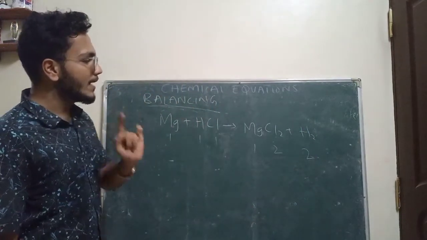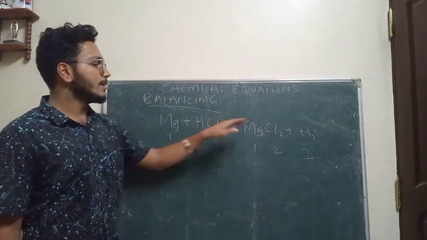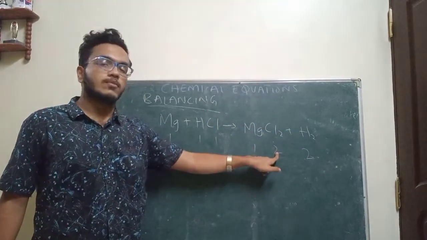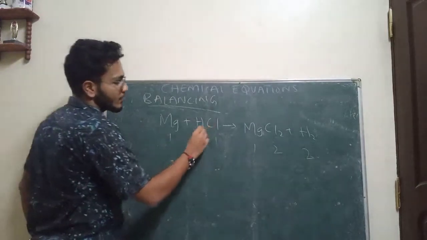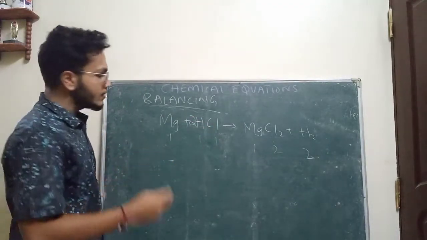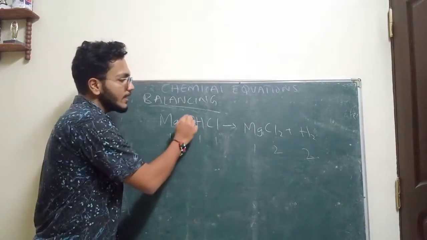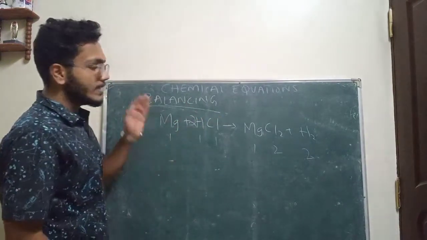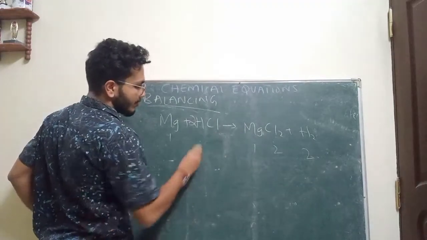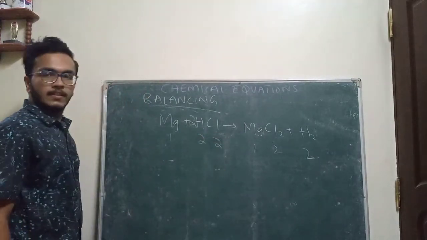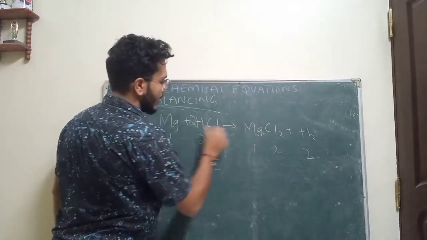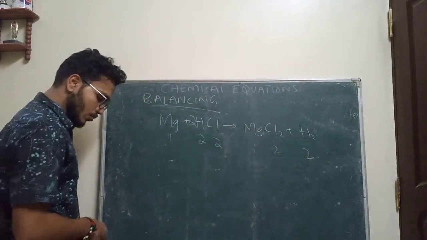So you have to balance the chlorine with the chlorine and the hydrogen with the hydrogen. There are 2 atoms of hydrogen and 2 atoms of chlorine. And here there is 1 and 1, so you put a 2 here. This tells you that there are 2 atoms of hydrogen and this 2 also applies for chlorine and there are 2 atoms of chlorine. Now this equation is chemically balanced. Magnesium 1, magnesium 1. Chlorine 2, chlorine 2. Hydrogen 2, hydrogen 2.